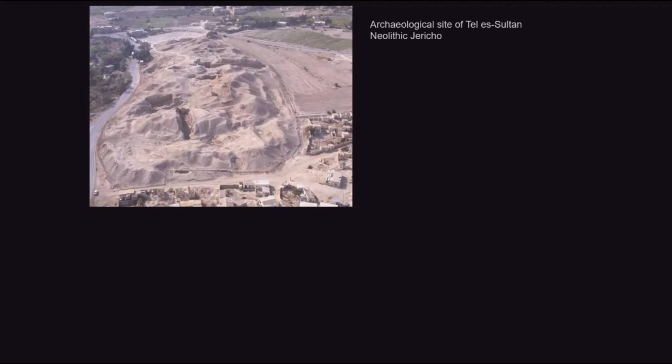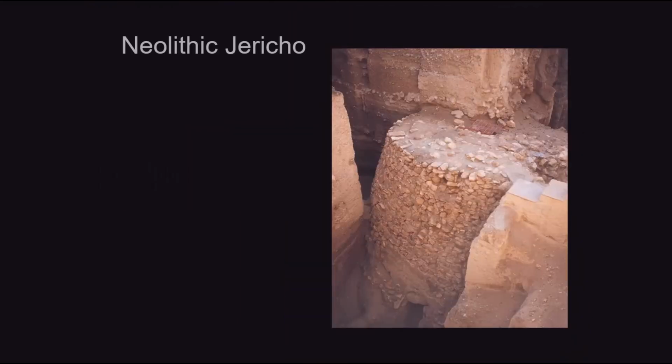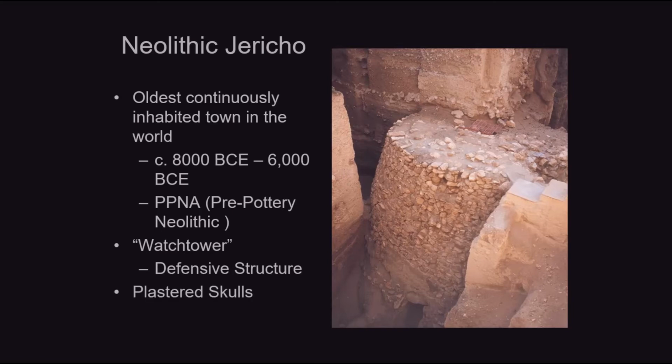So this was after they had invented agriculture, but before they had invented pottery. So this is the pre-pottery Neolithic. And it has a few notable structures. Again, one of the things that indicates that you have a real organized society is you have defensive structures. So this is one of the oldest continuously inhabited places in the world, and it has a watchtower, a defensive structure. We also find some plastered skulls from this time period.